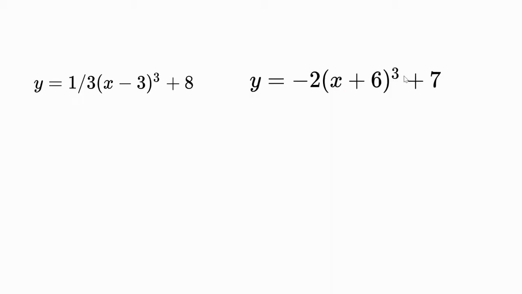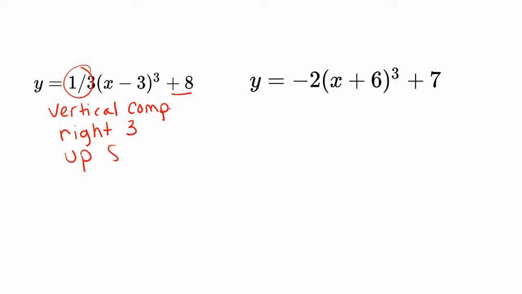Alrighty, and here we have a few more to go. Here we have that a value, it's a 1/3, which means we're going to have a vertical compression. x minus 3, so that minus 3 is inside the parentheses, which means it's an h value. So x minus means we are going to the right 3 units. And that plus 8 is on the outside of those parentheses, so it's a k value. So we're going up 8.